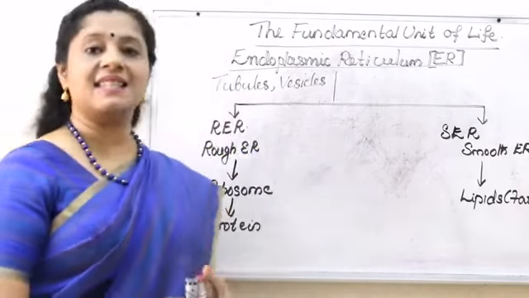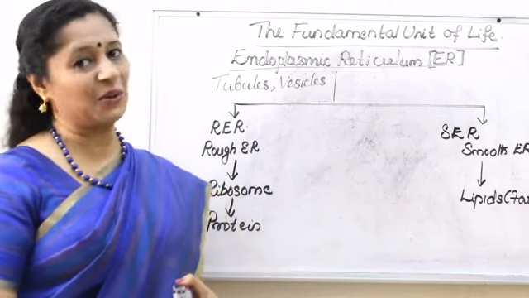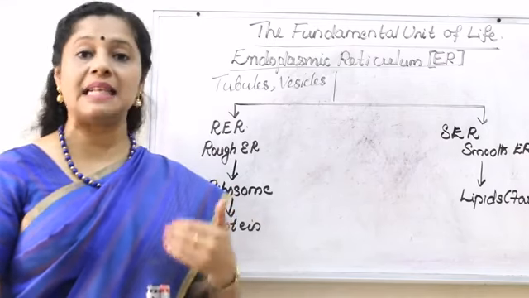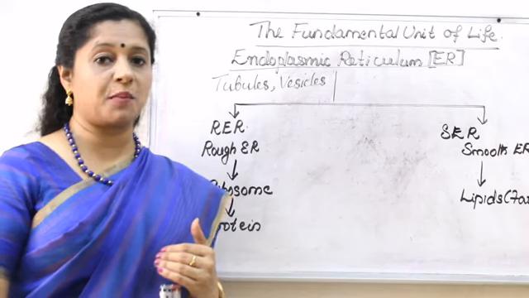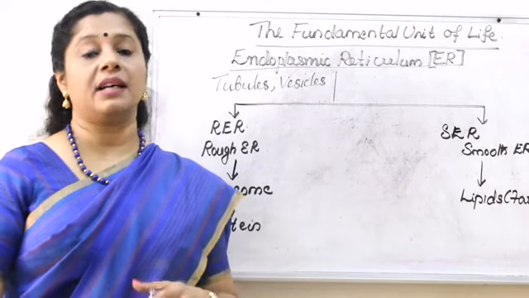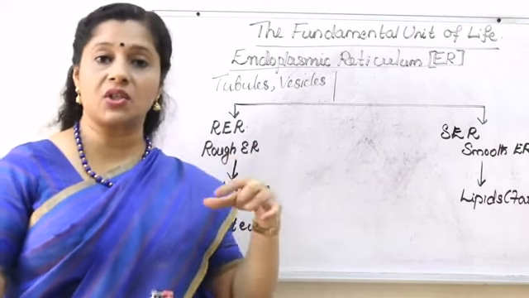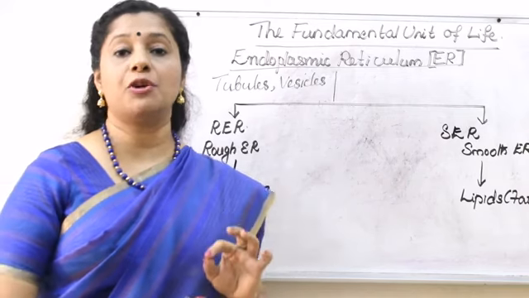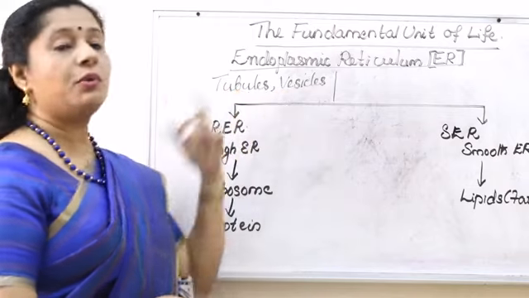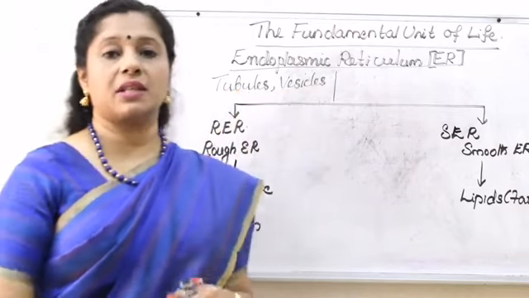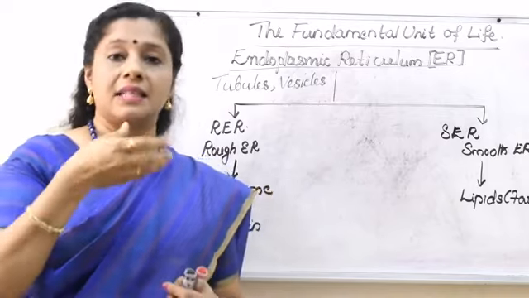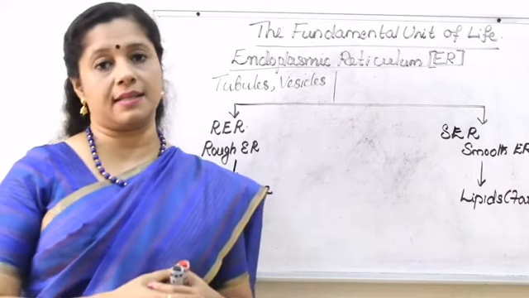So first let us analyze this term, endoplasmic reticulum, or in short form we call it ER. Endo means inside, plasmic means cytoplasm. Inside the cytoplasm, a reticulum. Reticulum means what? Network. So under the microscope, you will find reticulate-like or network-like structures within the cytoplasm. They are called the endoplasmic reticulum. They appear as tubules or vesicles. These membrane-bound structures, if they are elongated and tube-like, are called tubules. If they are just a bag-like structure, they are called vesicles.